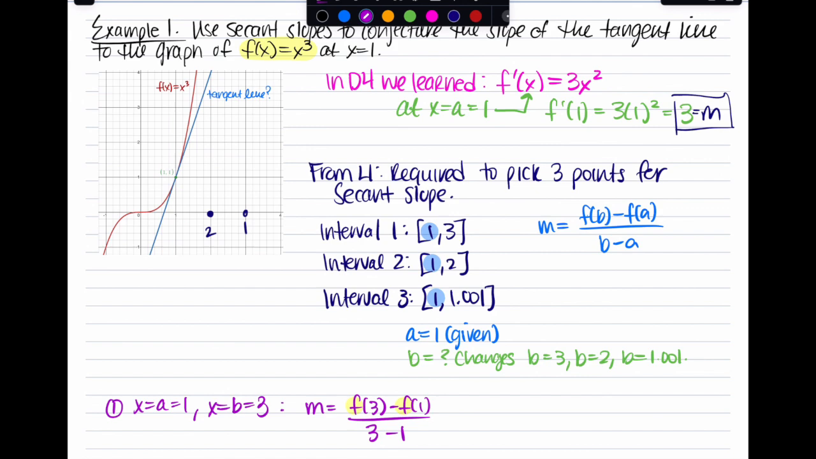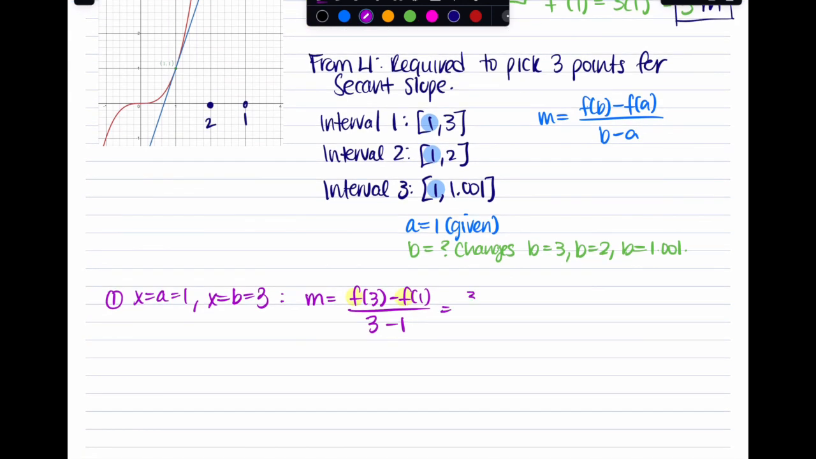So f of 3 is 3 squared, or 3 cubed. See, I even did it. F of 1 is 1 cubed over 3 minus 1. So the value that you get here is 27 minus 1 over 2, 26 over 2. And I just found a mistake in my key because in my key I only squared 3 and didn't cube it. I wrote 9 minus 1 over 2. Nope, watch out for that. So we have 13.